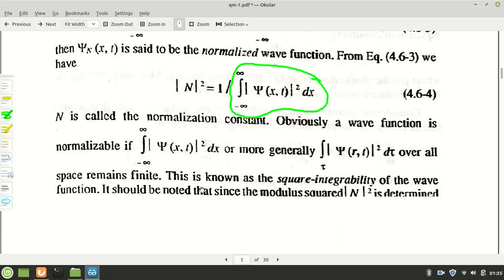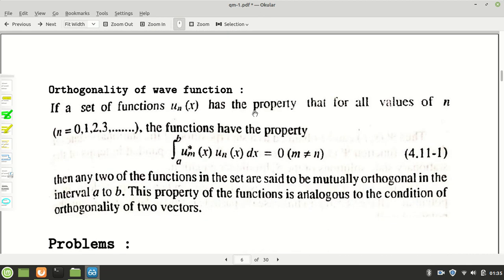So these are the important formulas also. And orthogonality of wave functions is another important property. Say you have two different wave functions, u_m and u_n. If the integration from a to b of u_m star u_n dx, where a and b are the interval within which the wave functions are defined, is 0 for m not equal to n, then the functions are called orthogonal functions. These important features can be used in the latter half of quantum mechanics.